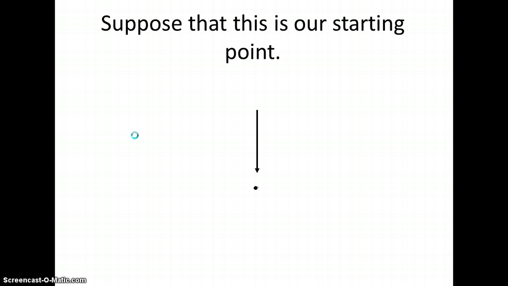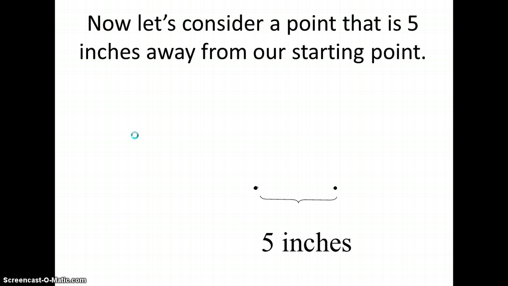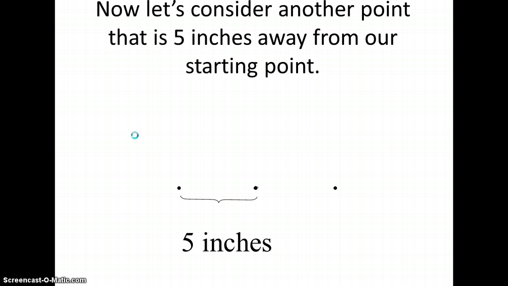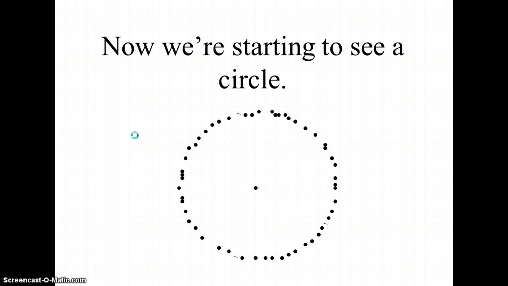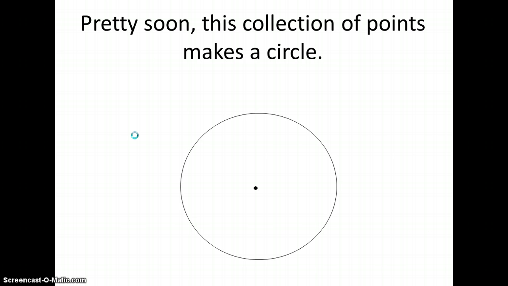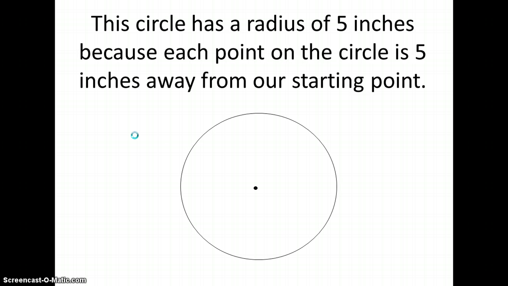Let's start by thinking about this. Suppose this is our starting point. Now let's consider a point that is 5 inches away from our starting point. Now let's consider another point that is 5 inches away from our starting point. And another, and another, and we could keep going until we're starting to see a circle here. Pretty soon this collection of points makes a circle.